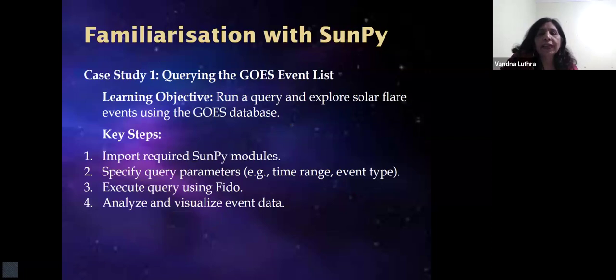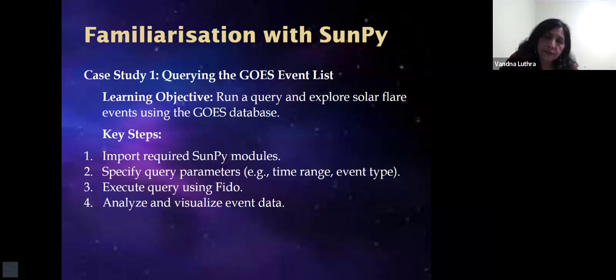We will be getting familiarized with SunPy with the first case study, which is querying the GOES event list. The learning objective would be to run a query and explore a solar flare event using the GOES database. The key steps: first step would be to import the required SunPy modules. Second step would be to specify query parameters. Query parameters are going to be the time range, event type, etc. Event type would mean that flare is one event type. CE is another event type, in which coronal mass ejections are happening.